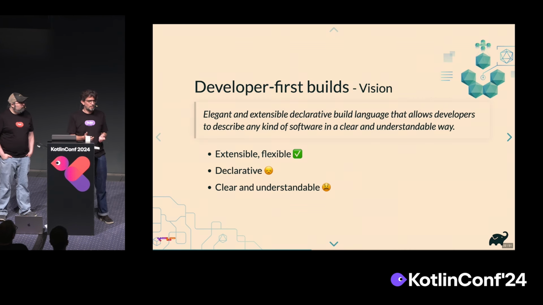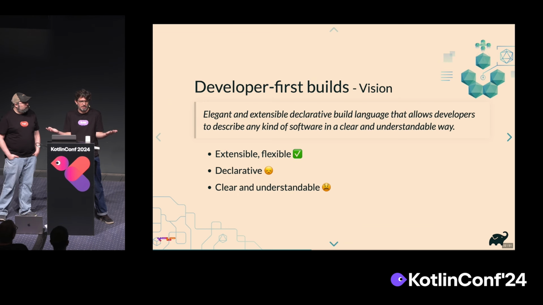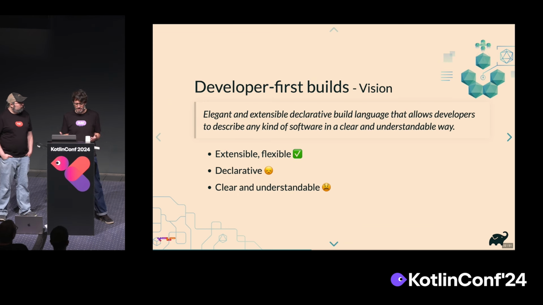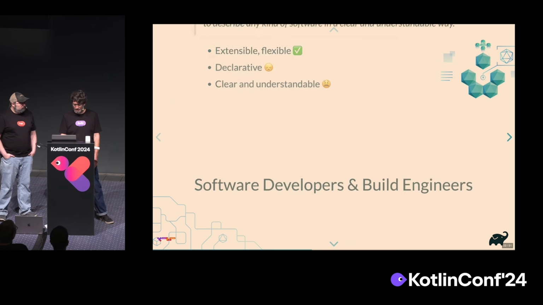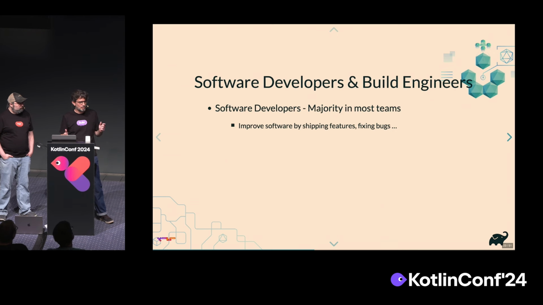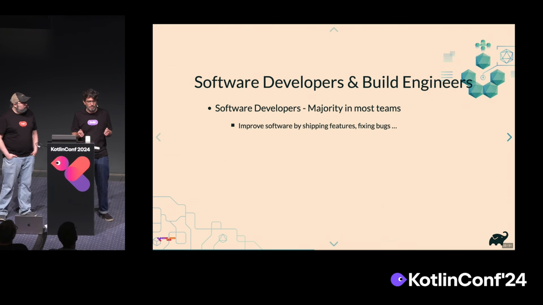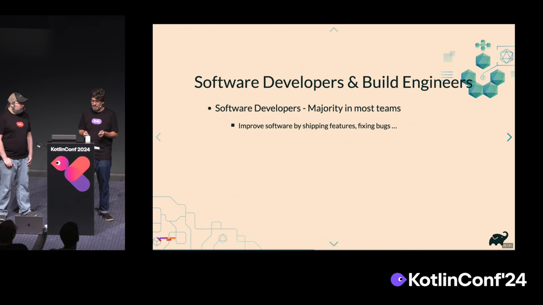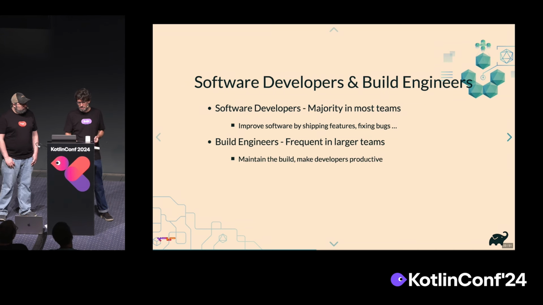Like when a software developer goes from one project to another, you can see that the two builds could be really different, even if they are doing the exact same thing. And that's not clear and understandable. So this boils down to two roles we all have. Being a software developer, we ship features, we fix bugs in software. And it's the majority of people in most teams.